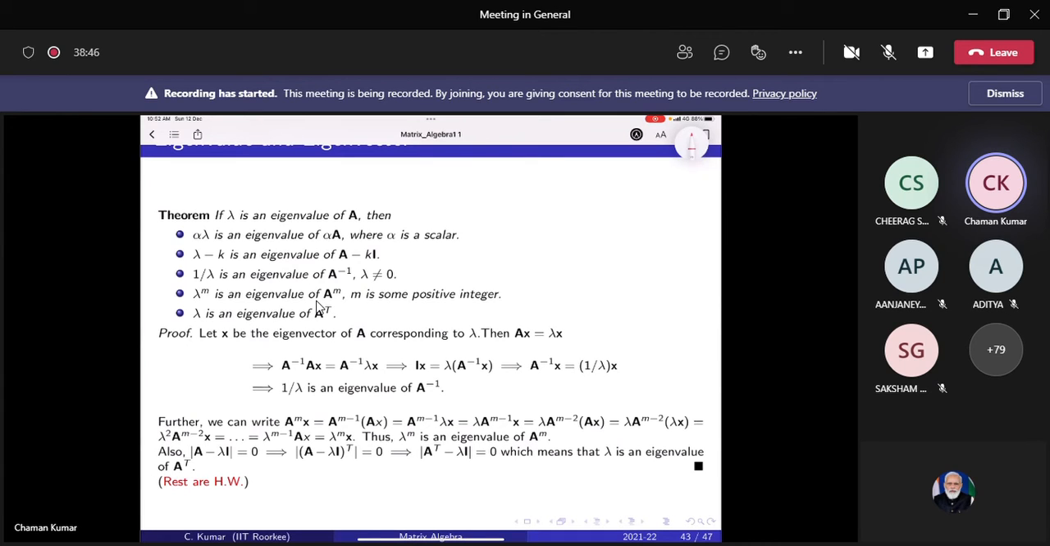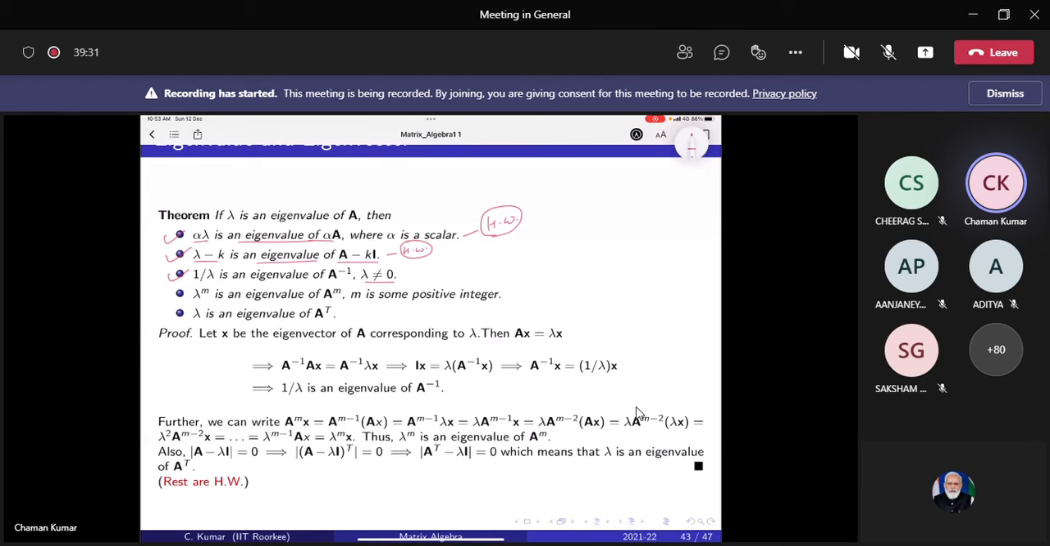So if lambda is an eigenvalue of A, then alpha lambda is an eigenvalue of alpha A. This I put as homework. Second one is lambda minus k is an eigenvalue of A minus kI. I put this also as homework. Third one, I'll provide the proof. So third one is 1 over lambda is an eigenvalue of A inverse, provided lambda is non-zero.